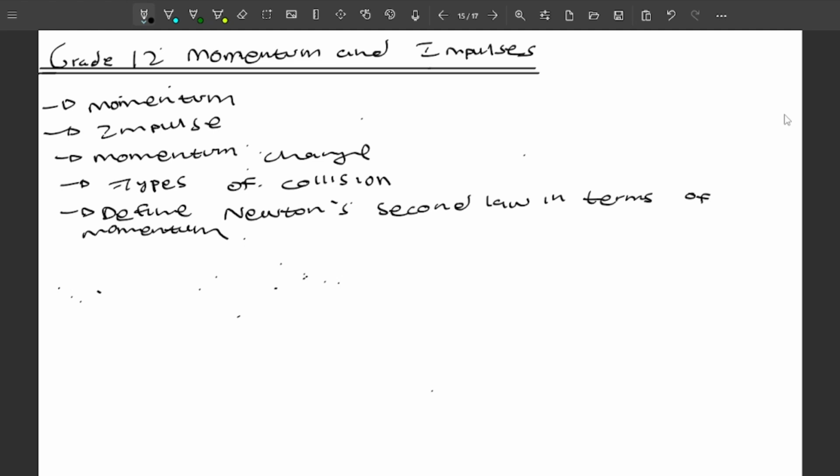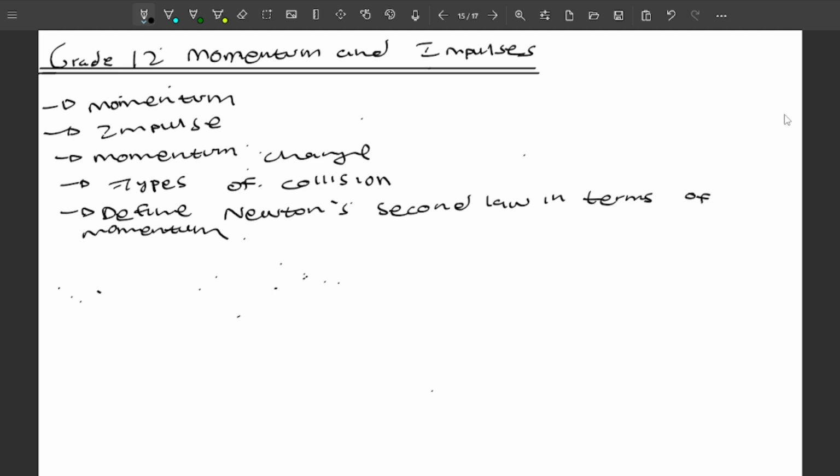Have you ever wondered how a small bullet can do more damage than a big slow truck? The answer lies in momentum. In this lesson, we're kicking off a key chapter in physics, which is momentum and impulse, where we will be exploring how forces act over time and what really happens during collisions.